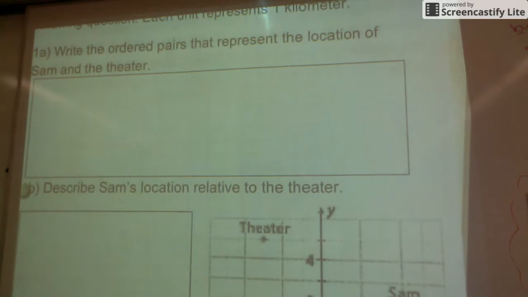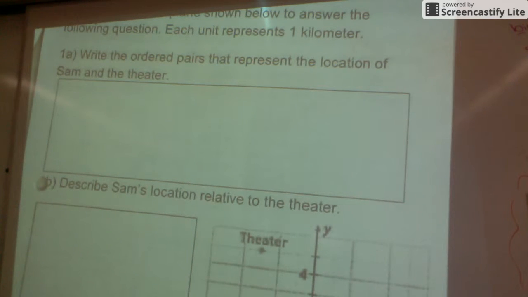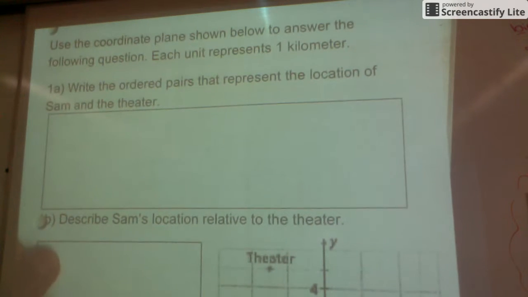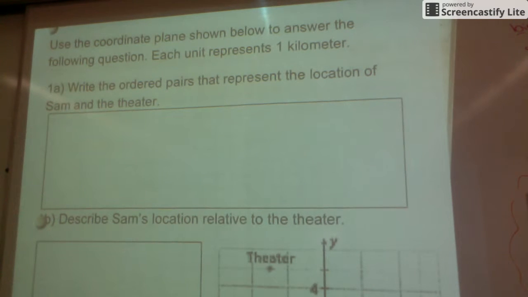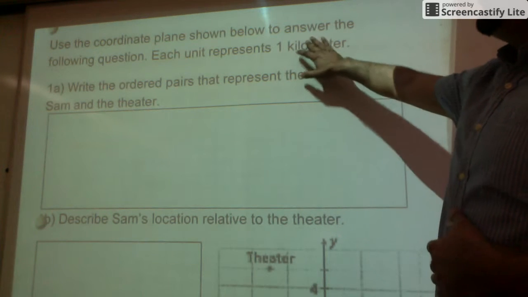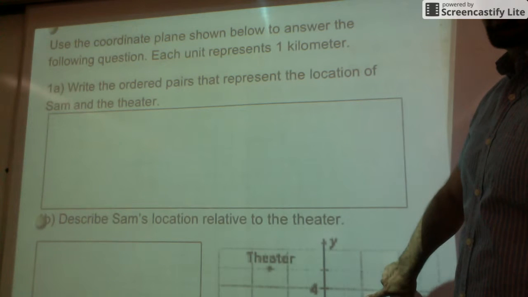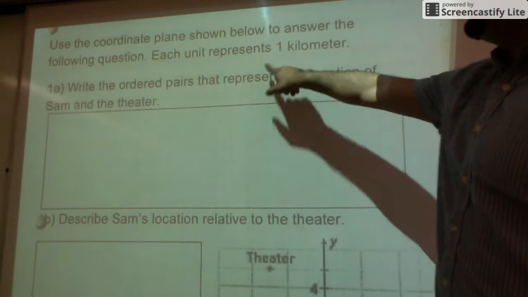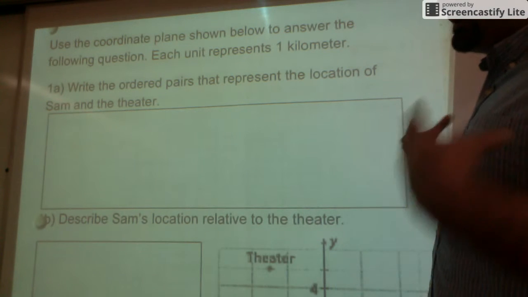Okay, the next page is the notes page, but page 7, which is this page, is a coordinate plane problem, and we've got a couple of steps. There's a lot we're going to read. Use the coordinate plane shown below to answer the following questions. So that's this coordinate plane here. Each unit represents 1 kilometer. A kilometer is a way of measuring distance.